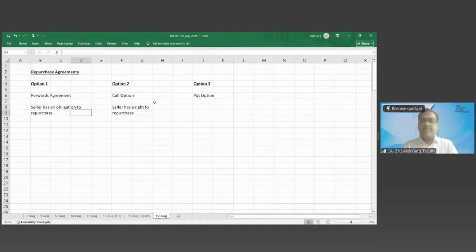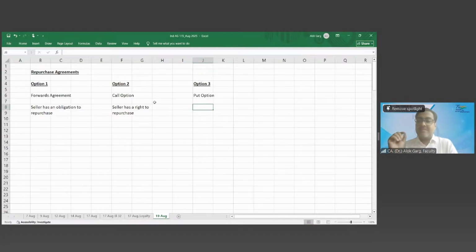Okay. Put option. What is the meaning of put option? Tell me. Right to sell. Customer has a right to return the asset. So the customer has a right to sell.